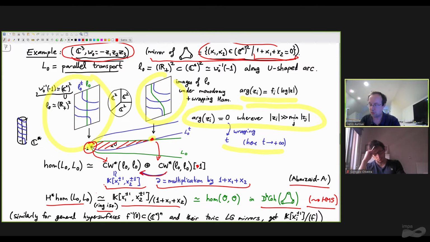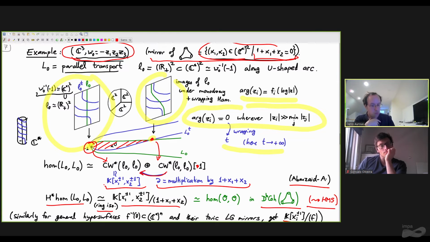So of course, I've only considered one object. You need to check that this object actually generates the Fukaya category. And you can do a similar argument for general hypersurfaces in C star to the n. There's a similar construction of toric mirrors, and at the end of the day, you get Laurent polynomials mod an ideal, and that again matches with functions on the hypersurface.